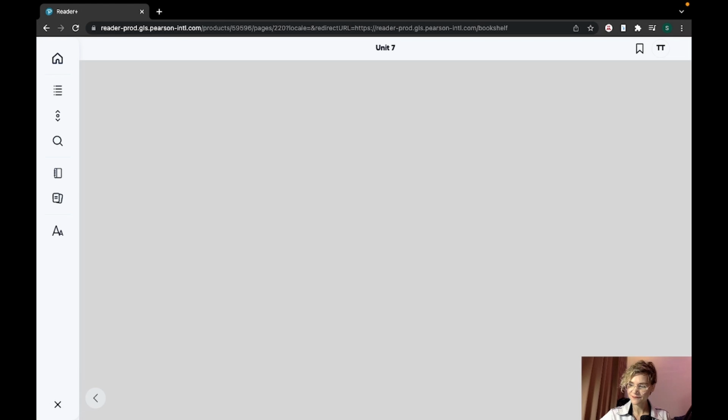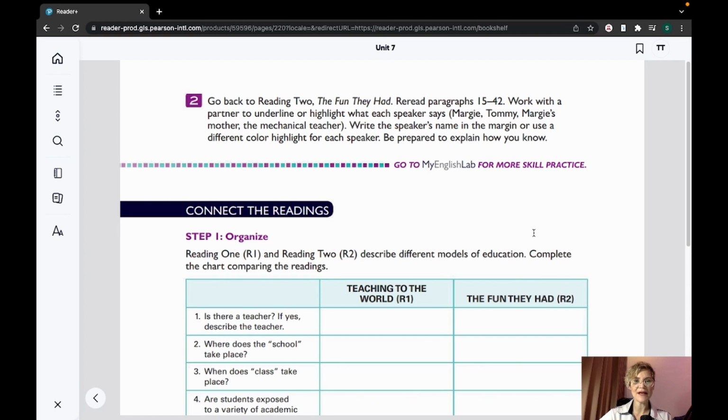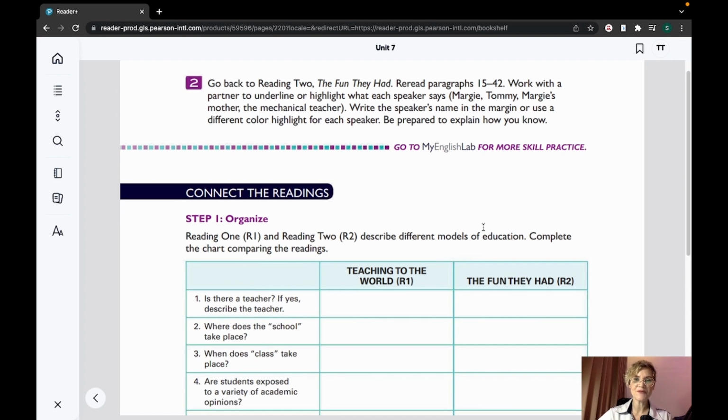Awesome. That brings us to activity 2. When you're going back to reading 2, reread paragraphs 15 until 42. Work with a partner or first by yourself, and then we can discuss together. Try to underline or highlight what each speaker says. So we're talking about Margie, Tommy, Margie's mother, and a mechanical teacher. Write the speaker's name in the margin or use a different color highlight for each speaker. So I'd like you to do that.